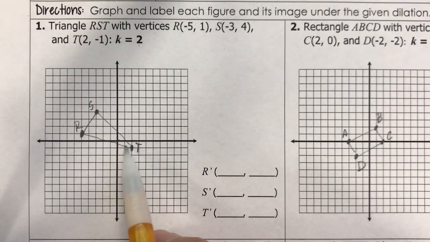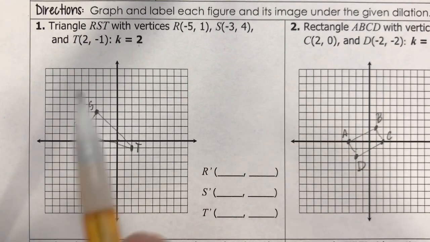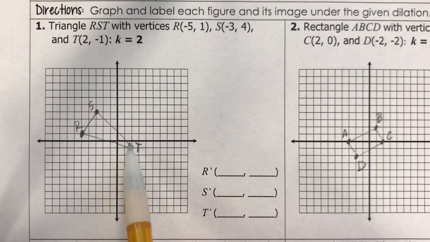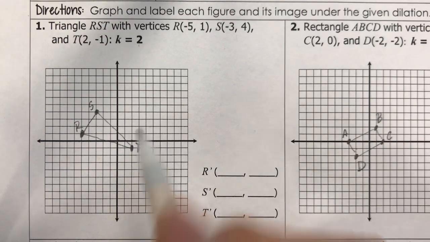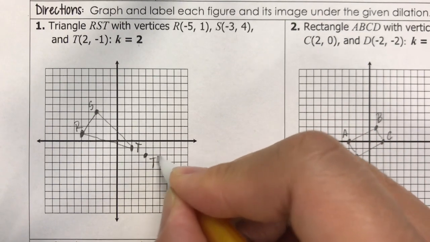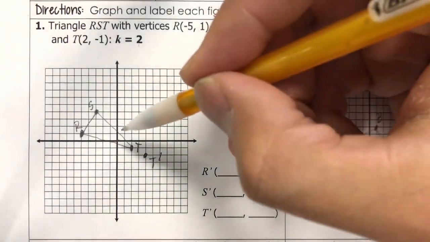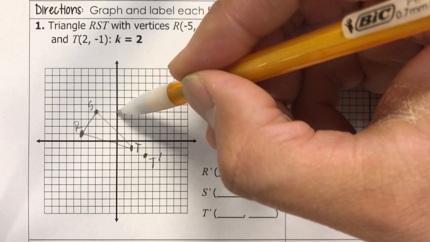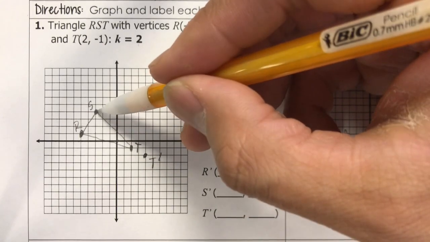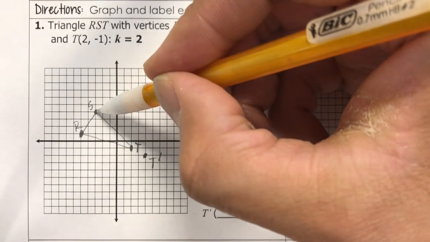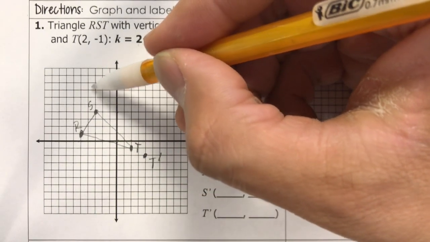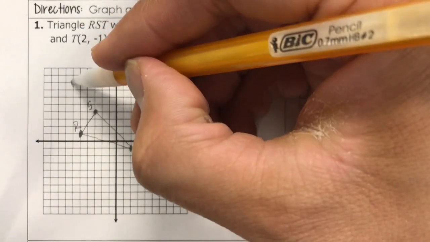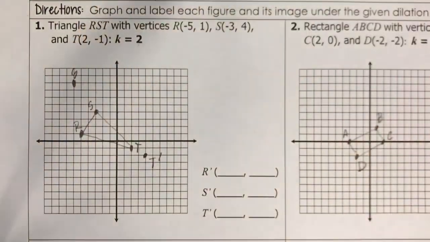To get to T, we have to go right 2, down 1. So we're going to go right 2, down 1, 2 times, starting from the origin. Right 2, down 1, that's 1. Right 2, down 1, that's 2. And so T prime is at that point. To get to S, we go up 4, left 3. Up 4, left 3, that's 1, and again, that's 2, and there is S.